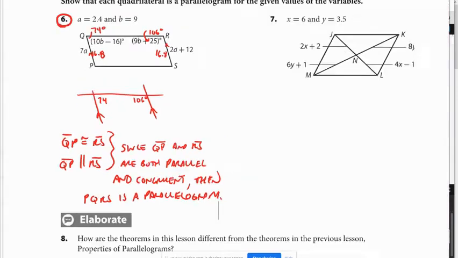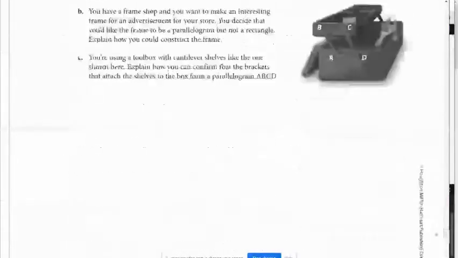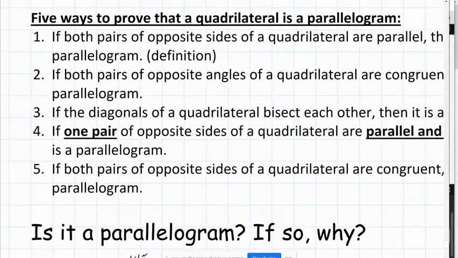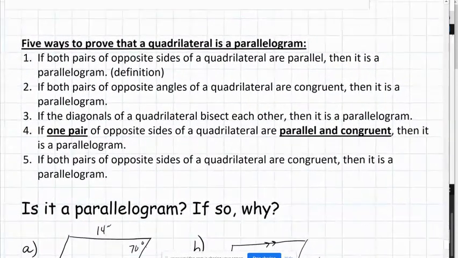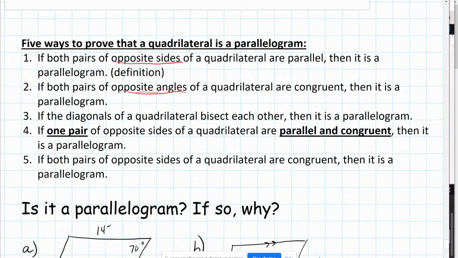Okay, now I have kind of a summary of everything that we've talked about so far in this lesson here, and you can pause your video and write all these down if you want to have them all in one place instead of on multiple pages. This is just a summary of what we went through in the textbook. So if both pairs of opposite sides are parallel, then it's a parallelogram by definition. If both pairs of opposite angles are congruent, then it's a parallelogram.